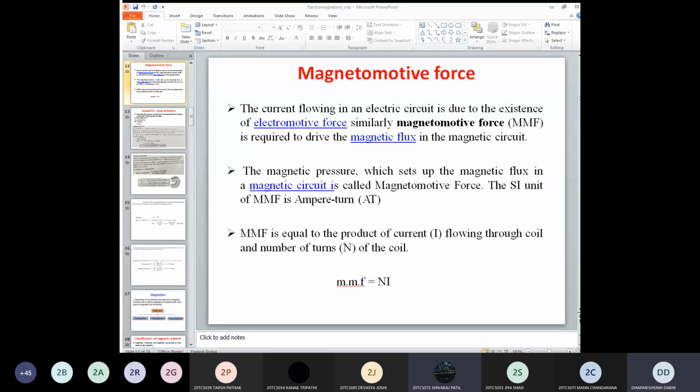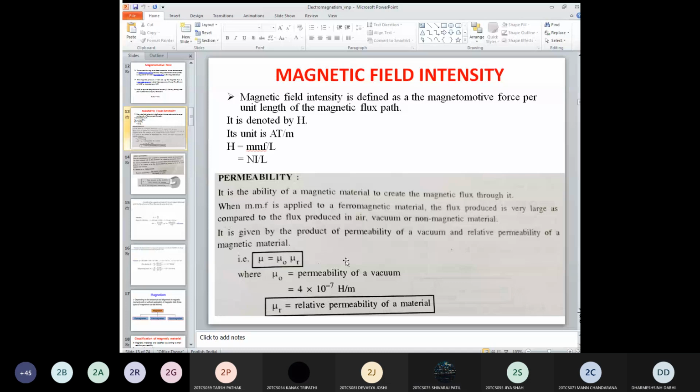Sir, the next slide is not visible. Now?